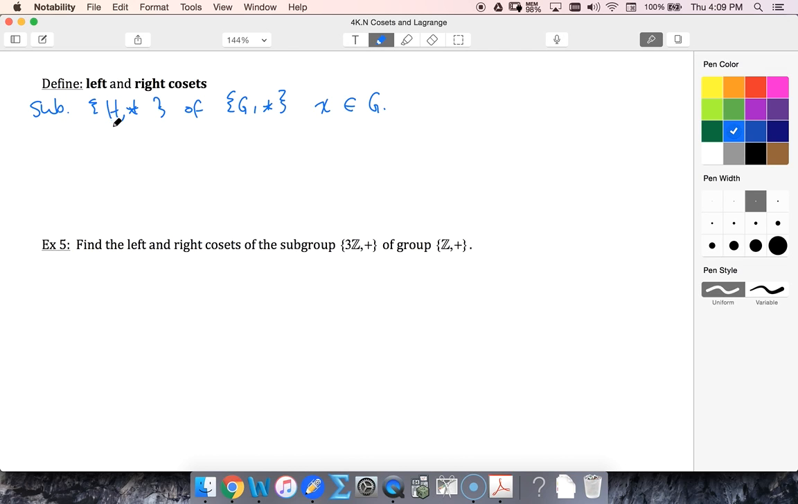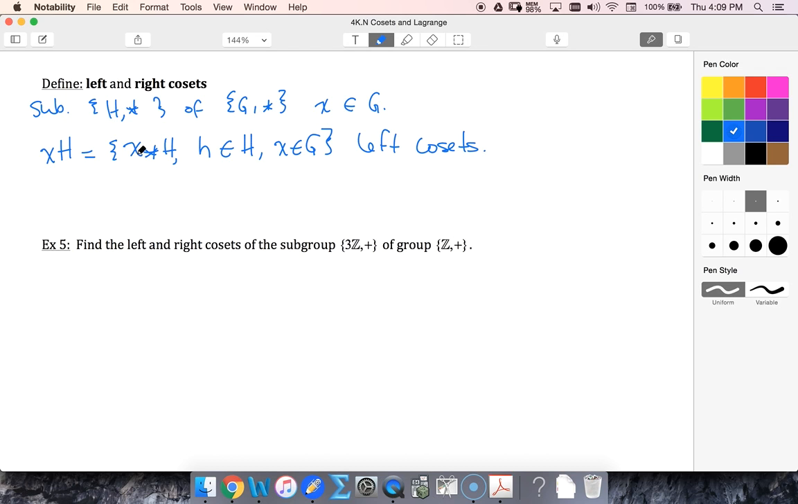So the left coset is when I combine x on the left. So xH is a shortcut notation for x star h, so notice, not multiplication, x star h for h an element of H and x an element of G. These are the left cosets.